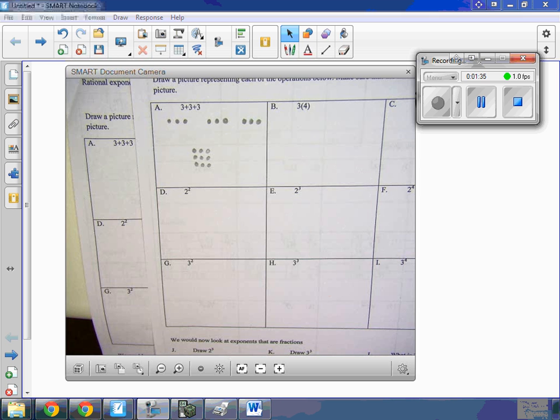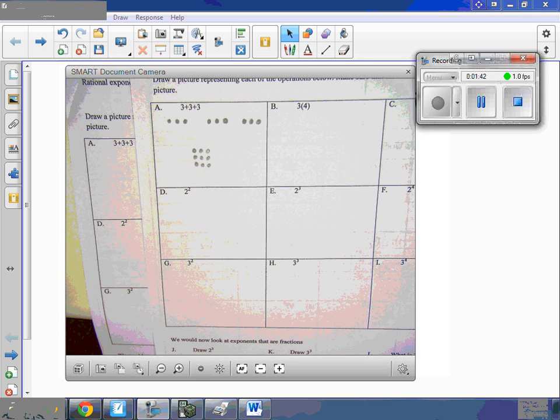But here we have 3 plus 3 plus 3, and we have a final picture. Can you see 3 plus 3 plus 3 in the picture? Yeah. How? 3 what of 3? And how does the organization of the answer demonstrate 3 times 3 times 3?